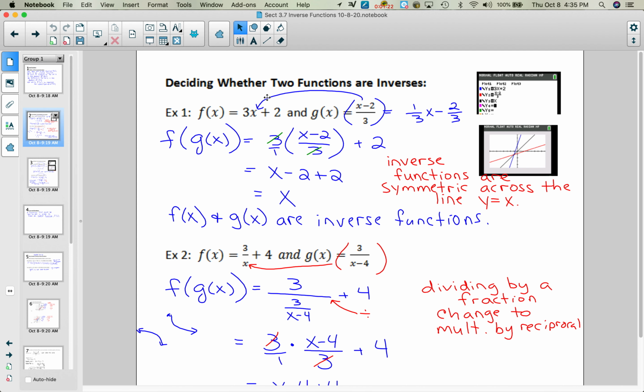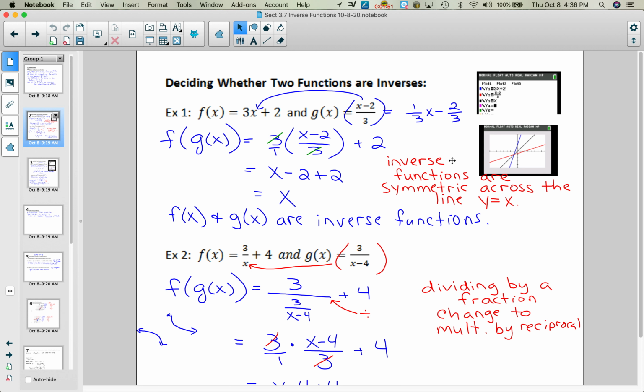So then I did some examples. I chose to do f of g of x. That was just my choice. You could also do g of f of x, which means I was putting g of x inside of f of x. So that's what I did. I had 3 times the quantity x minus 2 over 3. The 3's canceled. I still had the plus 2 there. So the 3's cancel, then the 2's cancel, and I'm left with x. So that means that f of x and g of x are inverse functions.